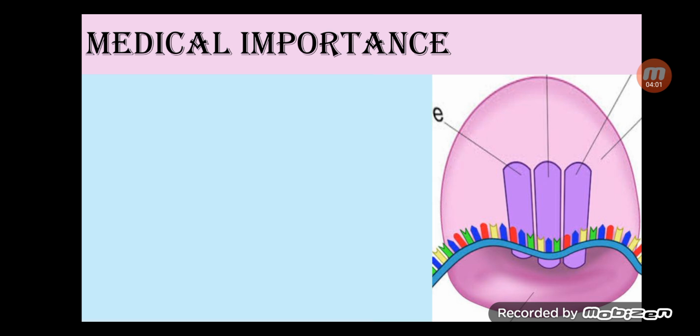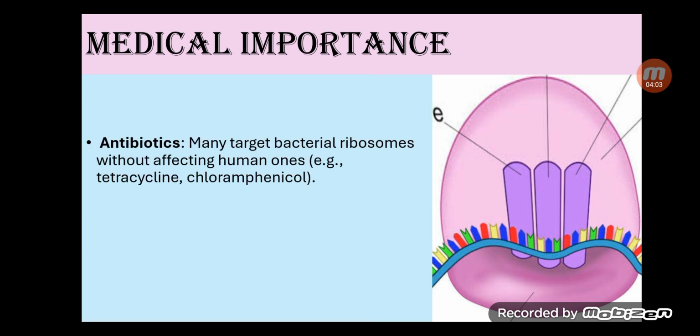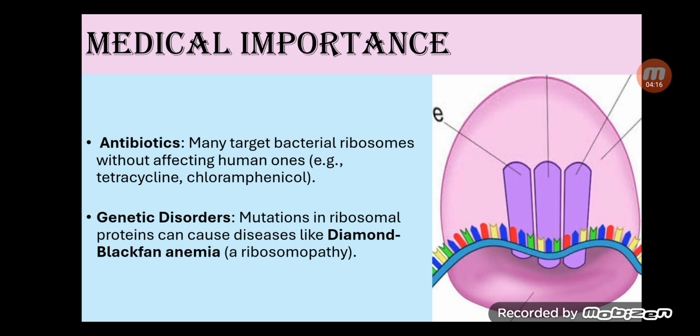Now let's talk about the medical importance of ribosomes. The first importance is that many antibiotics target bacterial ribosomes and are used without affecting human ones. Their examples are tetracycline and chloramphenicol. And genetic disorders: mutation in ribosomal protein can cause diseases like Diamond-Blackfan anemia, that is a ribosomopathy.